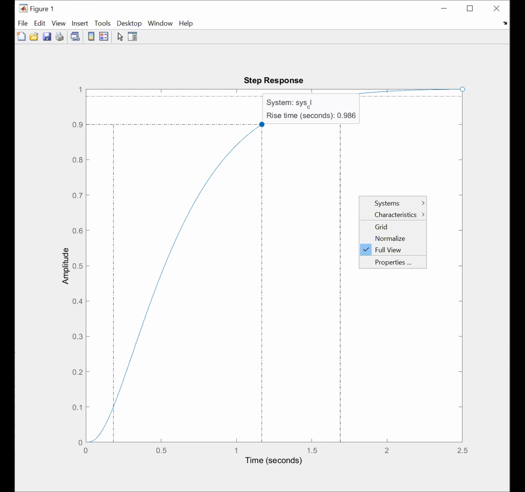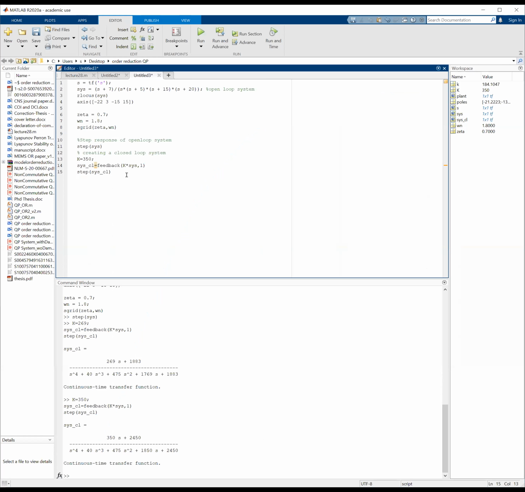Now I want to show you something else. This is another important tool. You can do the exact same thing with something called as the Control System Designer. So this is an app, and this Control System Designer will need the open loop system. So the command for that is controlSystemDesigner. In the parentheses, we will add our system, SYS.